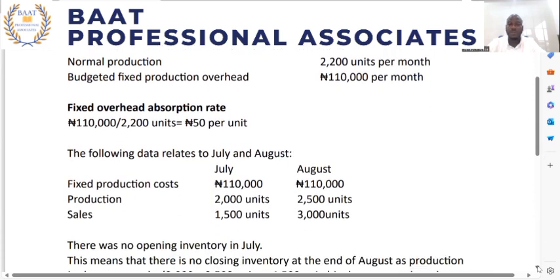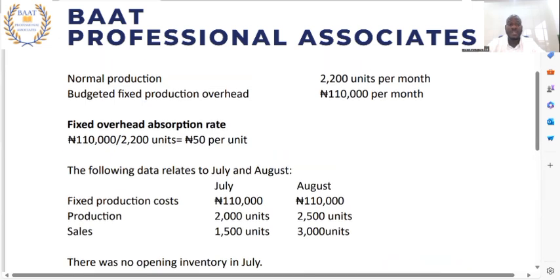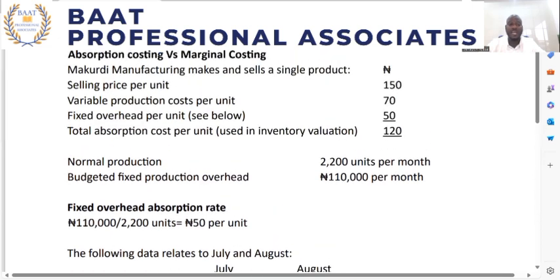So we have normal production of 2,200 units per month. But the fixed production overhead is 110,000 naira per month. So our fixed overhead absorption rate will be 110,000 divided by 2,200, and that gives us 50 naira. And that 50 naira is what we have as our fixed overhead per unit.